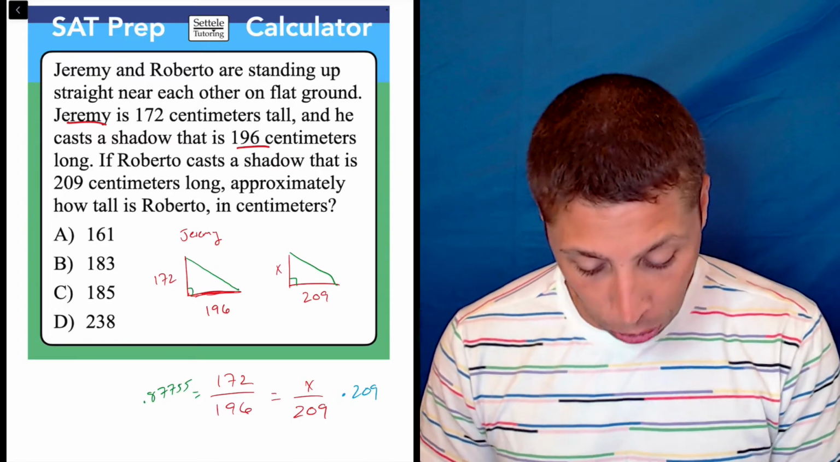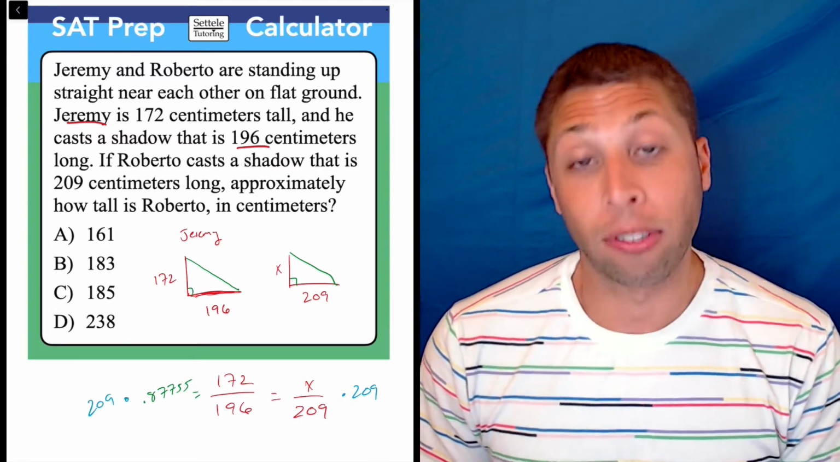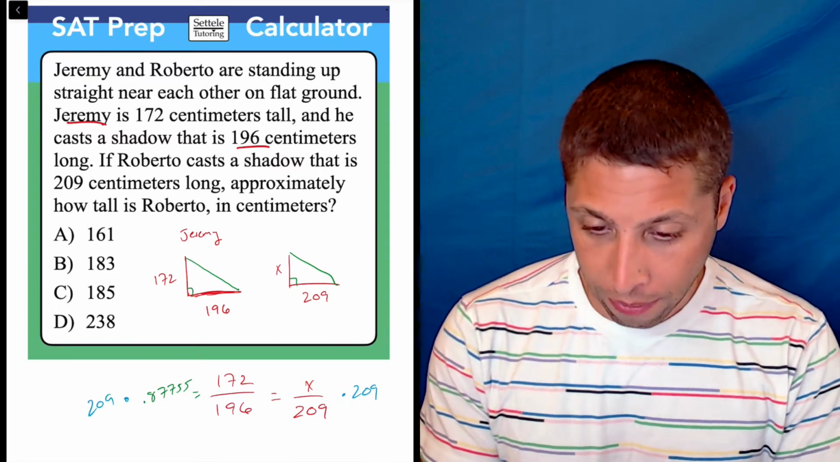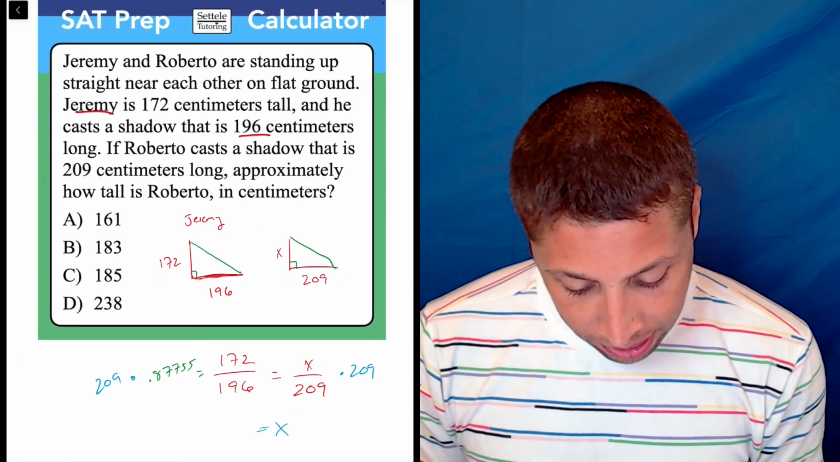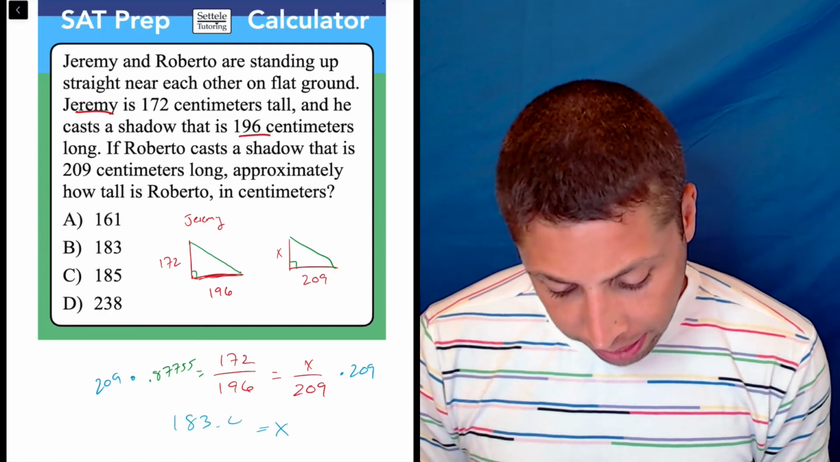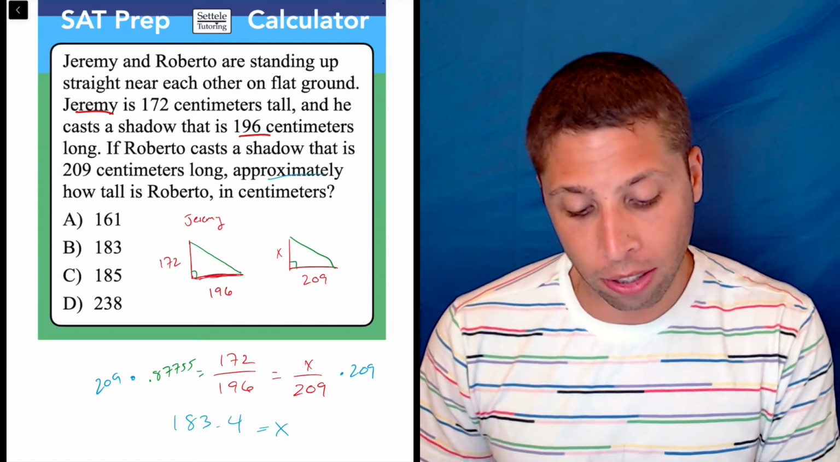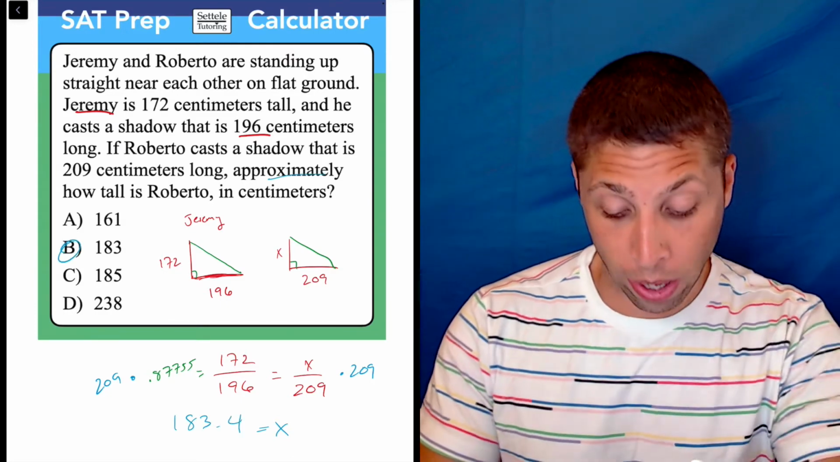So I'm not actually going to cross multiply here. It just ends up being normal solving for X. And so I have that number in my calculator times 209. I get X is equal to 183, and yeah, there's a decimal here, and it says approximately, so we're covered. We can just round that down to 183.